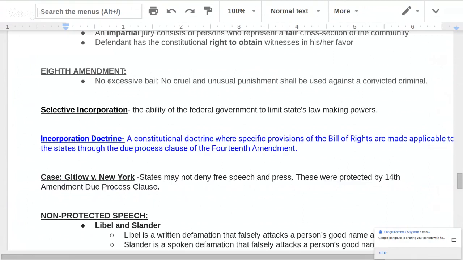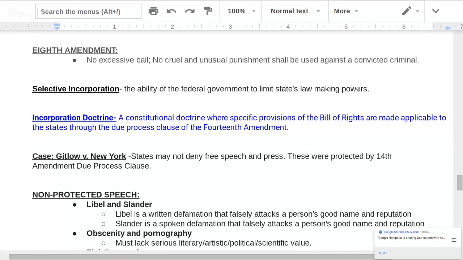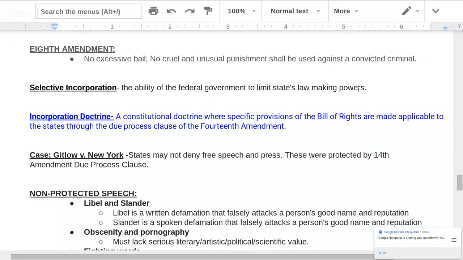The Eighth Amendment is just no excessive bail, and no cruel and unusual punishment shall be used against a convicted criminal. You can't be sent to death row just because you stole a pack of gum. That's stupid. That is cruel and unusual punishment.